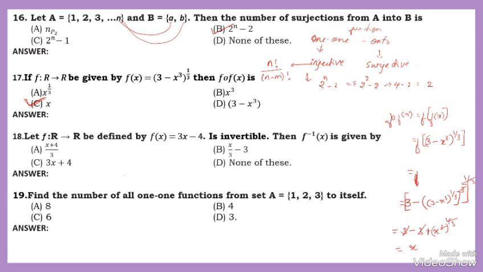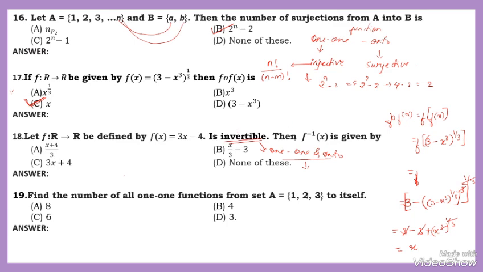Now question number 18. Don't worry about this one, because this topic is not for your annual examination, but this question will be asked in the seat exam. Let a function f from R to R be defined by f of x equals 3x minus 4, which is invertible. Invertible means it holds both one-one and onto conditions. When both conditions are satisfied, the function is said to be invertible.